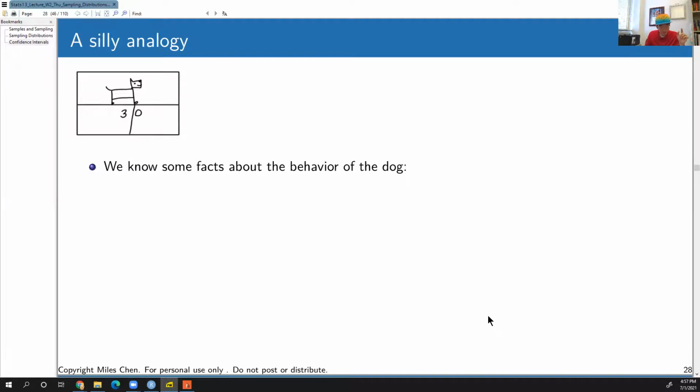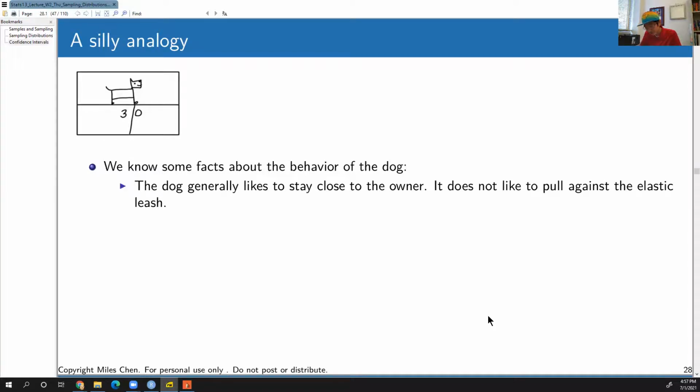Furthermore, we have carefully studied the behavior of the dog and the owner together. And we know these facts about the dog and the owner. So the dog generally likes to stay close to the owner. It doesn't like to pull against the elastic leash. It's a good dog, right? Just like all dogs are.